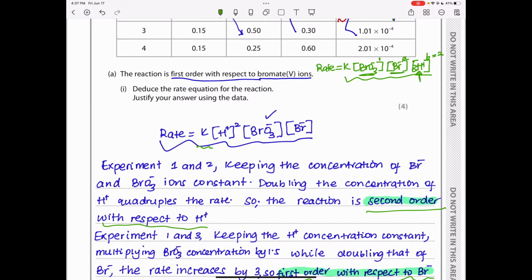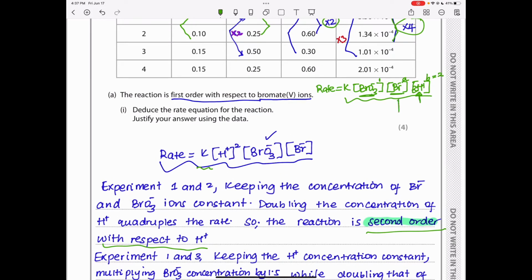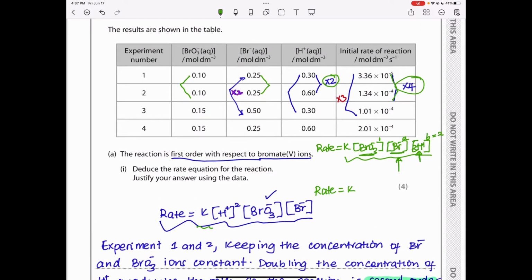Then I will go to the next part, trying to find the order with respect to Br minus. Again, the equation will be similar to that, but in this case, we have rate is equal to K. Now, I want to find out which experiments I'm going to use to predict the second one. Let me use experiment 1 and 3. In 1 and 3, we can see that the concentration is multiplied by 1.5, and here, of course, that is multiplied by 2, and this is kept constant. The rate increases by a factor of 3.